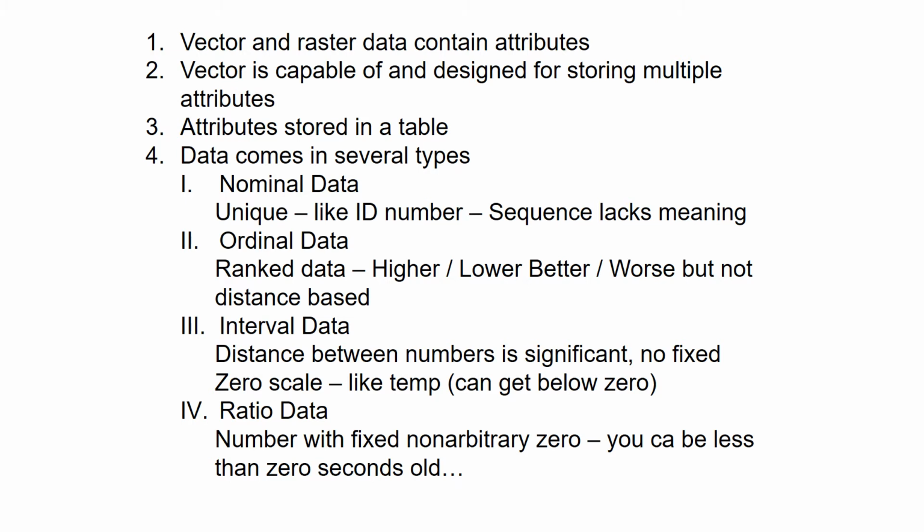Nominal is things like unique IDs, ID numbers. Sequence really doesn't matter. Ordinal data is ranked higher to lower, better, worse, but it's not a distance thing. Interval data, the distance between is significant, but it's not like a fixed zero. So it's kind of like temperature. You can get below zero. Ratio data is number with a fixed non-arbitrary zero. For example, age, you can't be less than 0 seconds old.